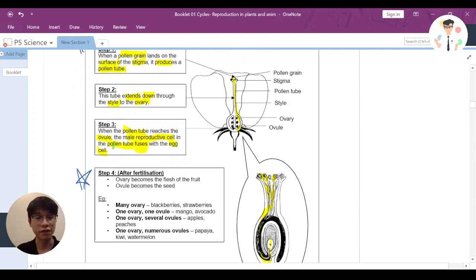Something very important to take note of here: after fertilization has occurred, the ovary, this part, will turn into the flesh of the fruit, and the ovule will become the seed inside the fruit. If you still remember, in our video part A we talked about this also. Again, the ovary becomes the flesh of the fruit, and the ovule becomes the seed. In this example, if I have 6 ovules, it basically means 6 seeds inside.